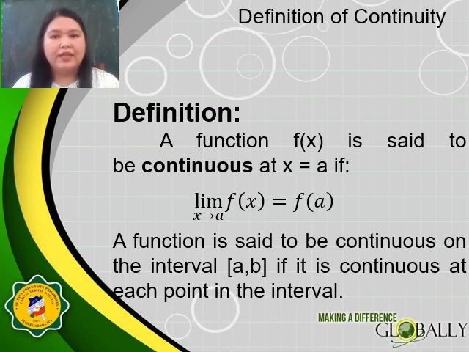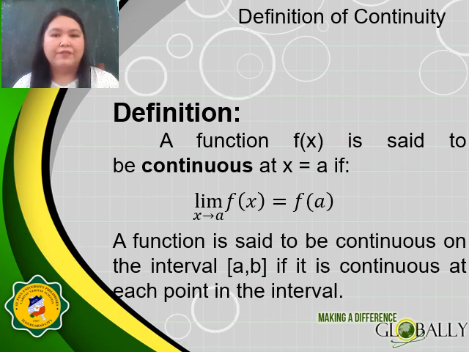A function f(x) is said to be continuous at x = a if and only if the limit of f(x) as x approaches a is equal to f(a), which means the limit of the function as x approaches a should be equal to the value of the function at x = a. Also, a function is said to be continuous on the interval [a, b] if it is continuous at each point in the interval.